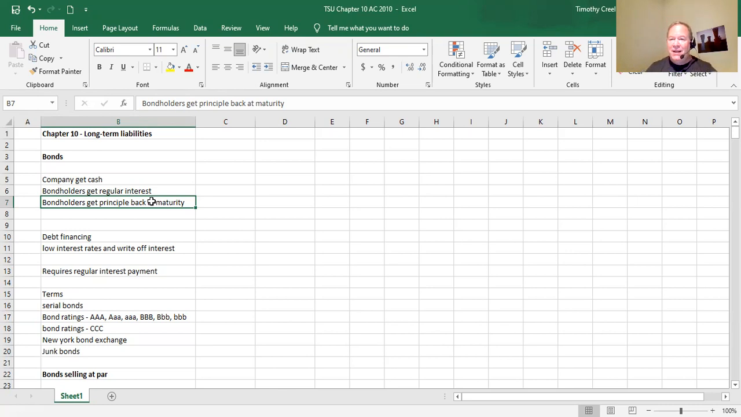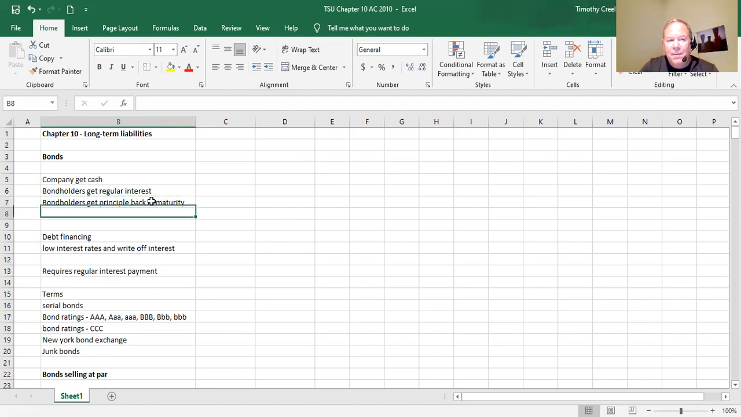So the company gets cash and then gets to invest that cash back in their business. The bondholders get regular interest payments and then they get their principal back at maturity. It's really a good arrangement because everybody gets what they want. The company gets cash to build their business. The bondholders get interest, a return on their investment. And so everybody gets what they want.